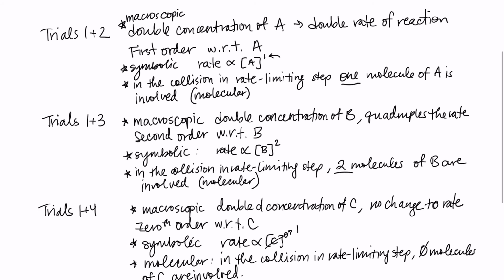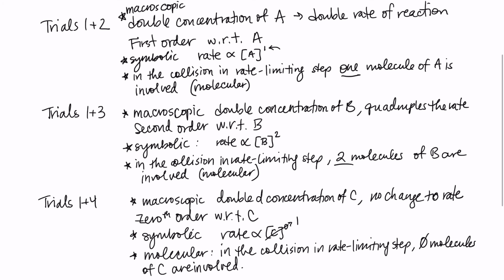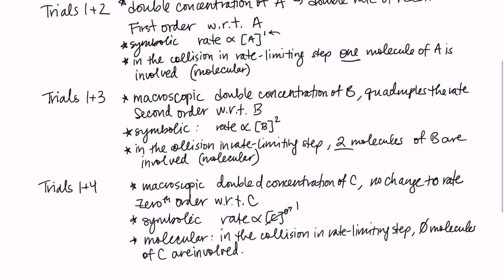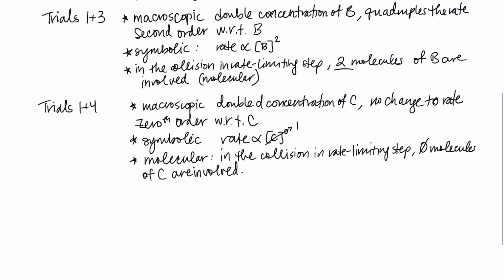Now, the last thing I want to do here, we've got this information about A, B, and C, so we can actually write a rate law. Now, we found that it was first order with respect to A, so we'd say rate equals k, our rate constant, times the concentration of A raised to the first power, which we usually don't write, and then times the concentration of B raised to the second power. That would be our rate law for this reaction.